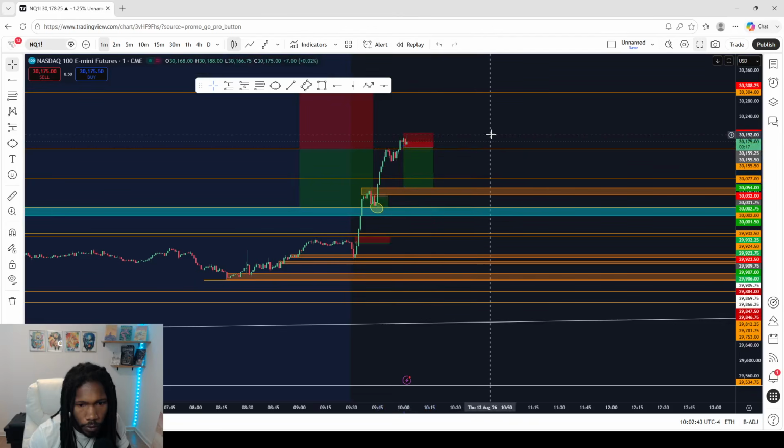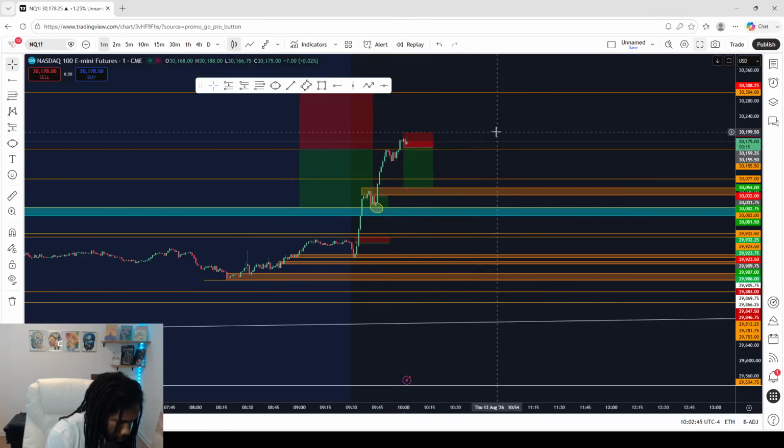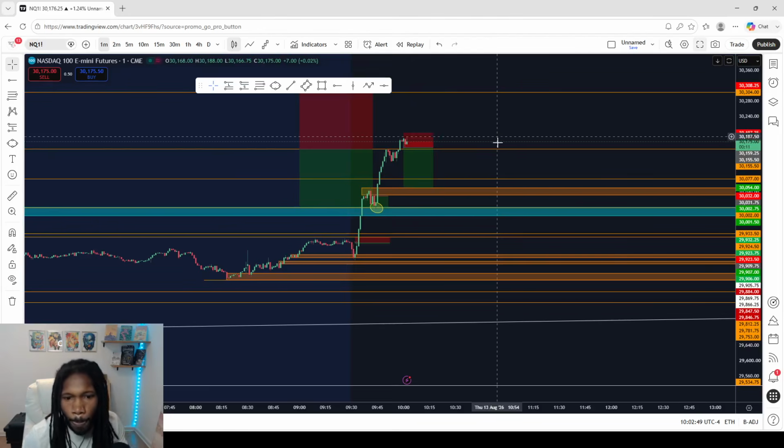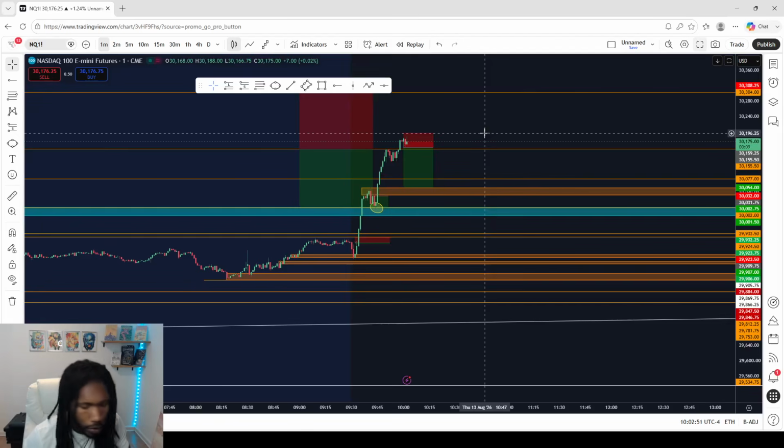Risking about 500 on this position. Yeah, stop is one. Let's stop at 195.